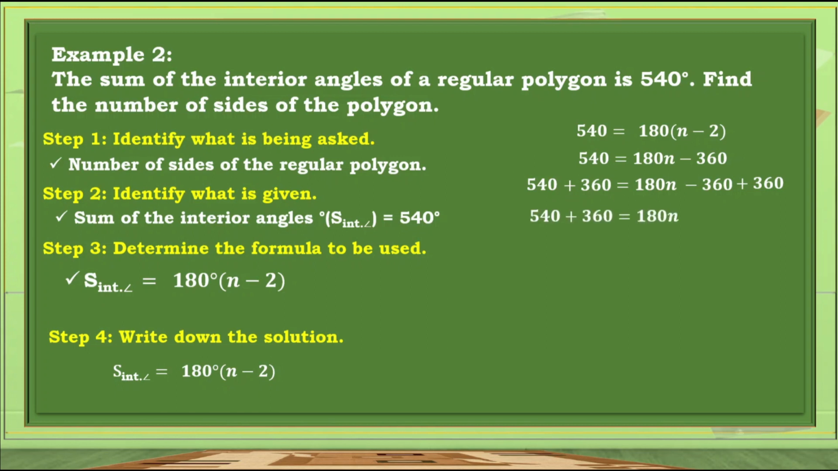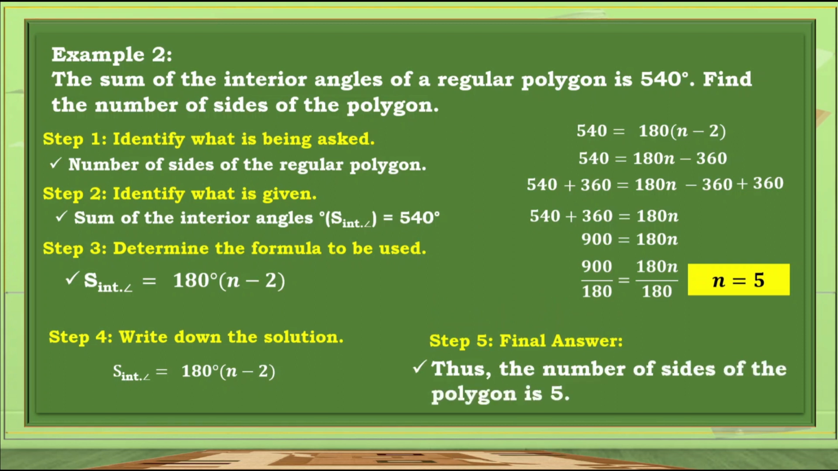After that, by using the addition property of equality, we add 360 to both sides. Then simplify. We have 540 plus 360 is equal to 180n. After that, get the sum of 540 and 360. So we have 900 is equal to 180n. To get the value of n, we divide both sides by 180. So the value of n is 5. The final answer: the number of sides of the polygon is 5.